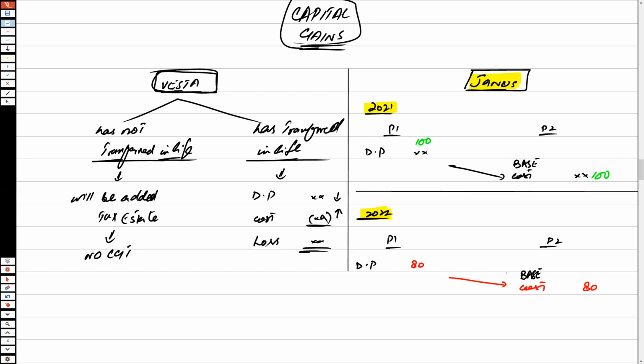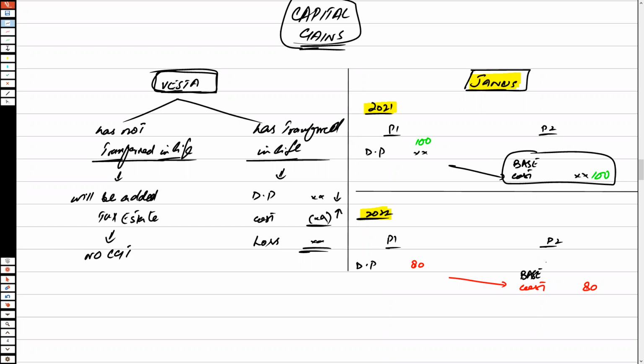If you are Janice, and a person wants to transfer an asset, and the asset value is continuously going down, what will be your wish? To get the asset in early years or in later years? Because if you get the asset in early years, your base cost will be high, and a higher base cost is beneficial for you because the overall gains will go down then.